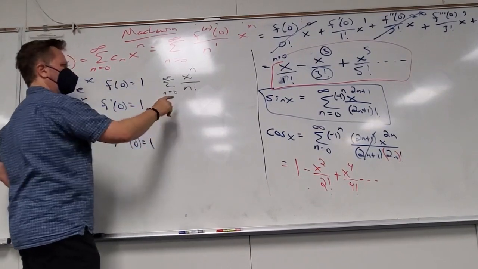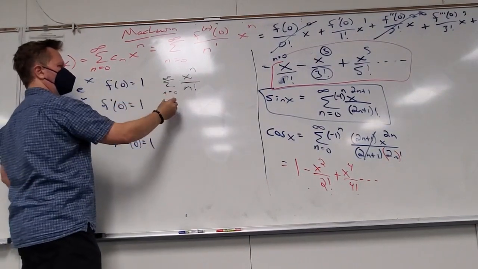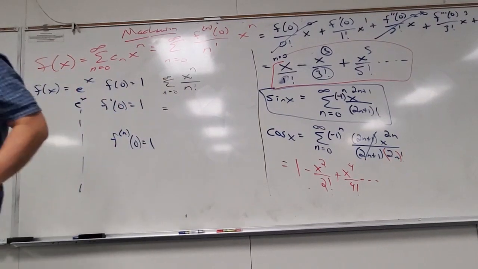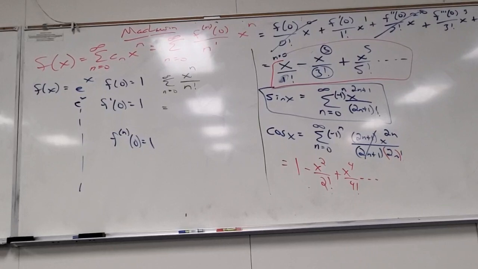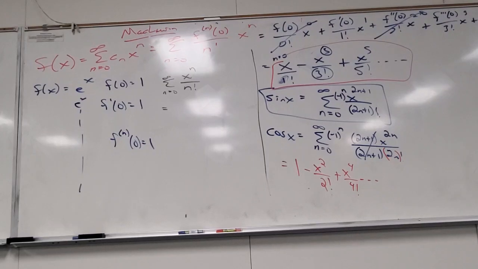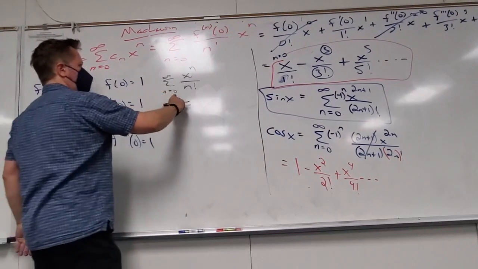Write out a few elements for me, let's see. When n is 0, what is in here? Do I need more or less? I'm gonna say more, okay. When n is 0, what do I get?